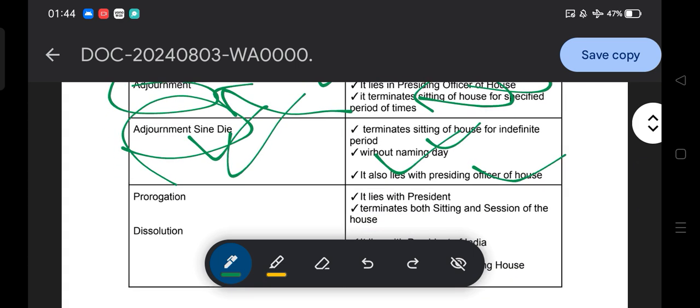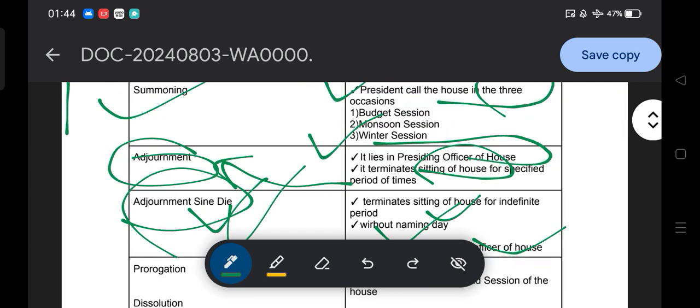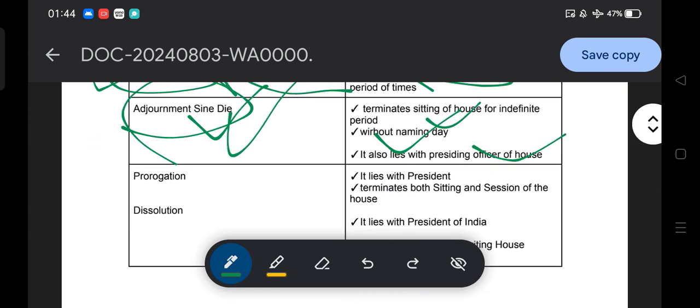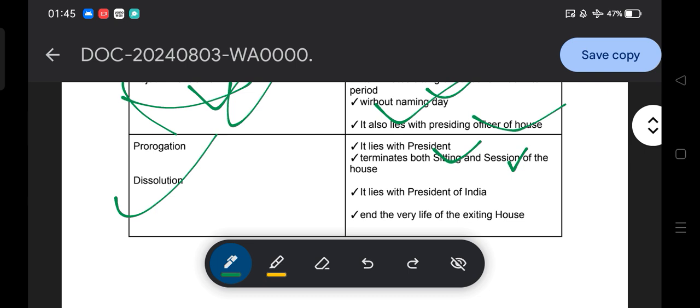Remember, then prorogation lies with the President. Adjournment sine die and adjournment are powers of the presiding officer of the house. But on the other hand, prorogation lies with the President. What is prorogation? It terminates both the sitting and the session of the house. Say for example, your monsoon session will be over. Then the President will issue a notice noting that this monsoon session is ended. When the session is completely done and the President issues a notice to terminate the session, that is known as prorogation.